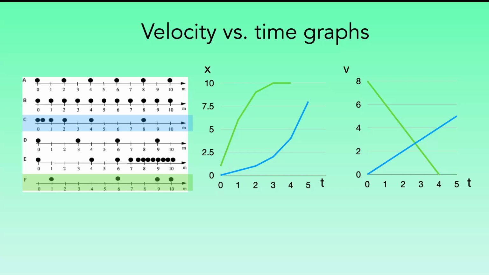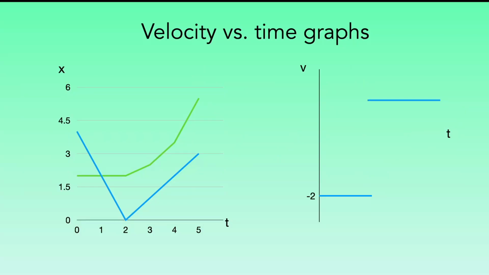And absolutely the velocity can go negative. In fact, let's look at that. If that green curve continued to curve and started going down, it would still have positive position, but it would have a negative velocity because it's starting to move more in the negative direction.